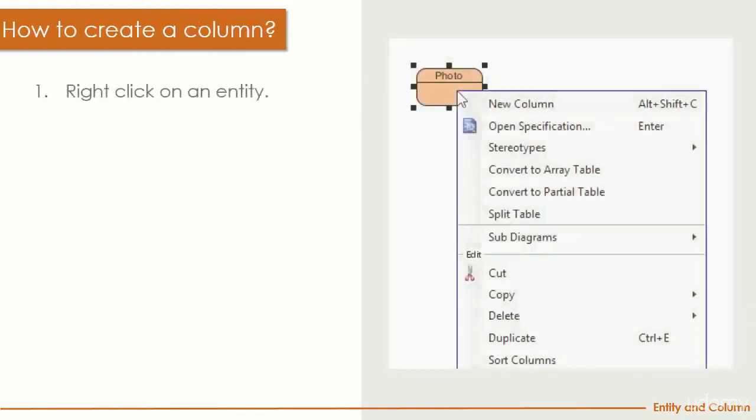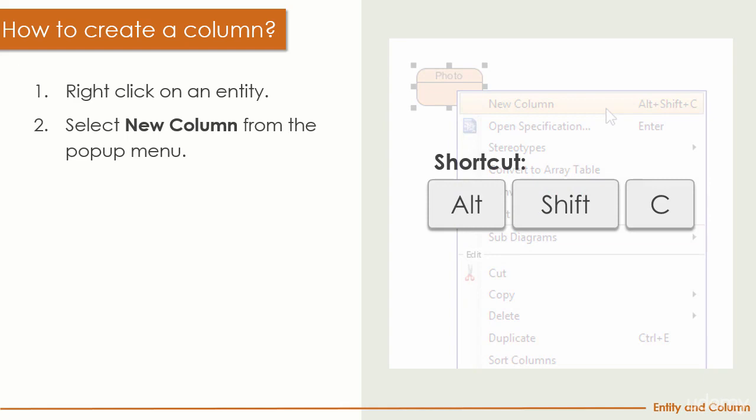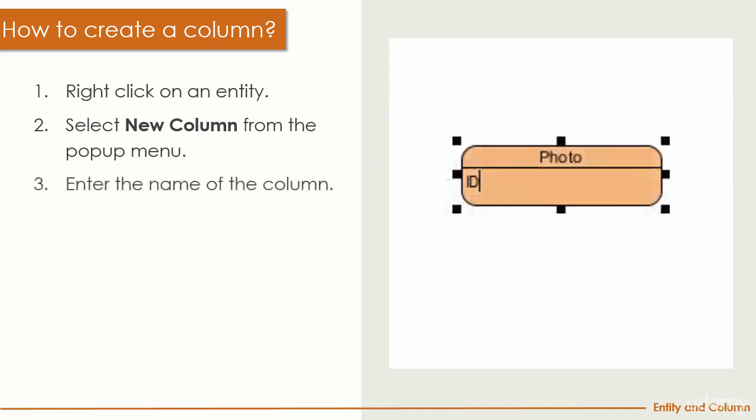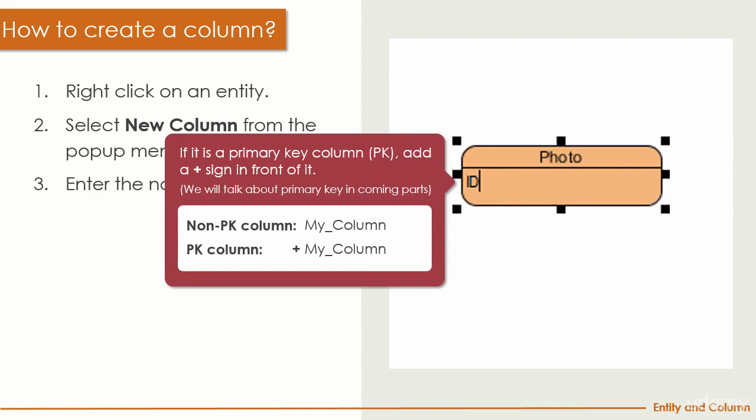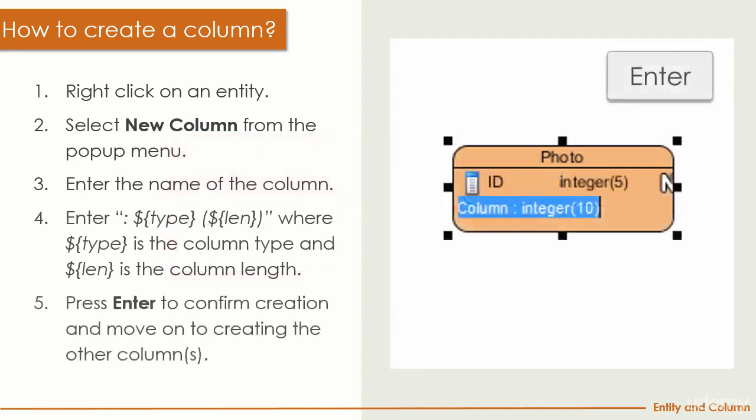And then we move on to talk about how to create a column. To create a column, you just right click on the entity, select new column, and then you can create a new column, or you use the shortcut key Alt+Shift together with C, and then you can enter the name and type you want, and also the modifier. If you want to define it as a primary key, you can define it with a plus at the beginning, and then give the type and then length, etc., and hit enter to create. Let's take a look.